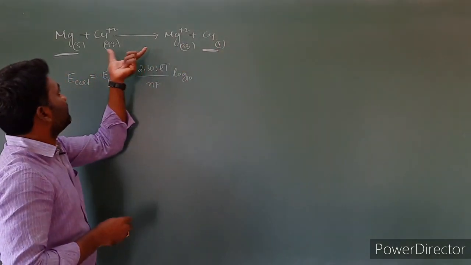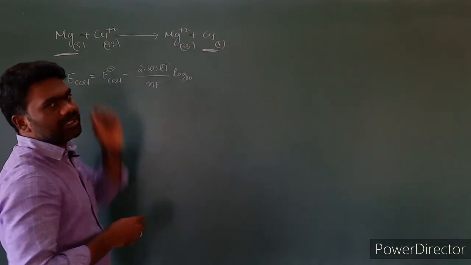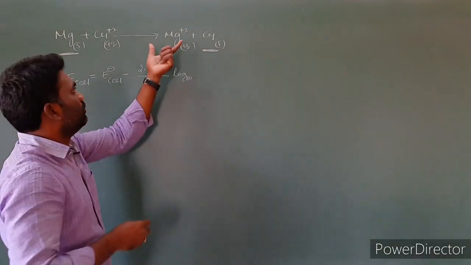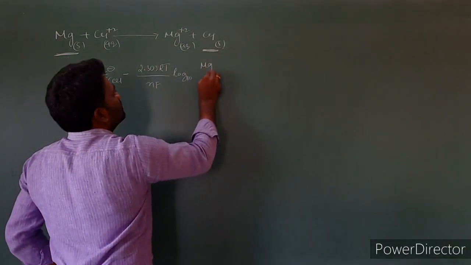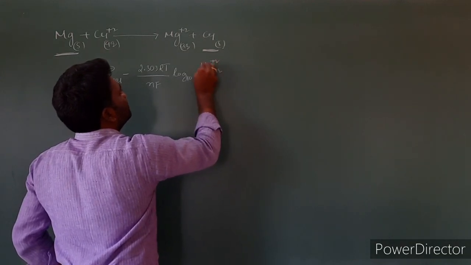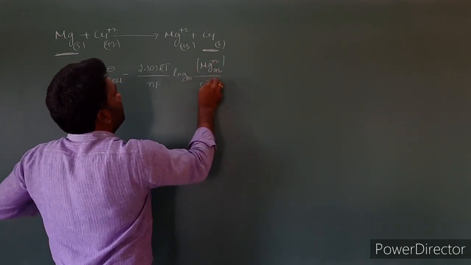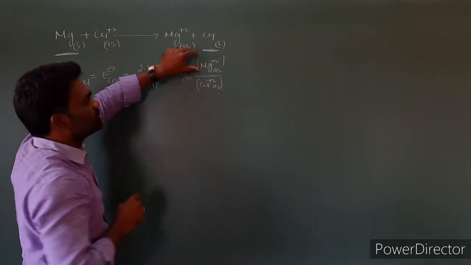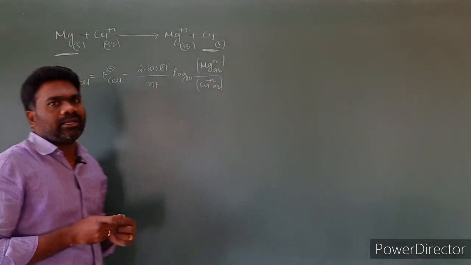The remaining things we have are Mg2+ and Cu2+. So we have to write concentrations of products by concentrations of reactants. What is the product we have? Mg2+ concentration in aqueous state, by the reactant Cu2+ in aqueous state. Concentrations of products by concentrations of reactants.